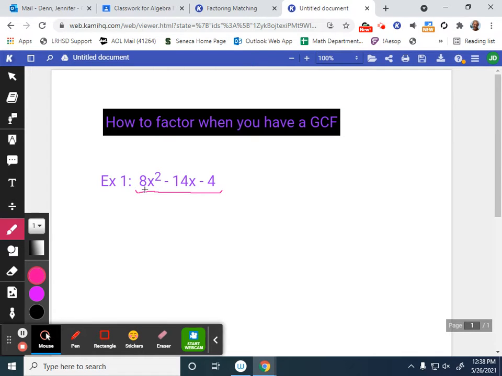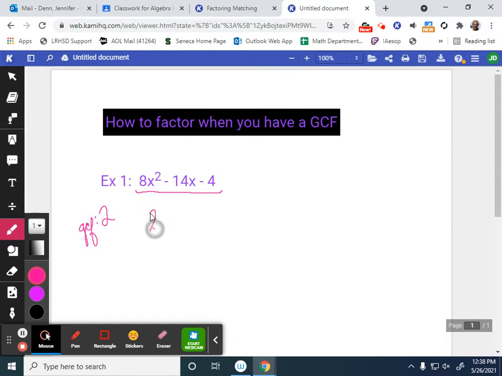So I'm going to look at my terms and say, okay, between 8, 14, and 4, do I have a GCF? And the answer is yes. 2 goes into all of those. And look at my variables. Do I have any variables that come out? No. So, okay, let's take a GCF out.